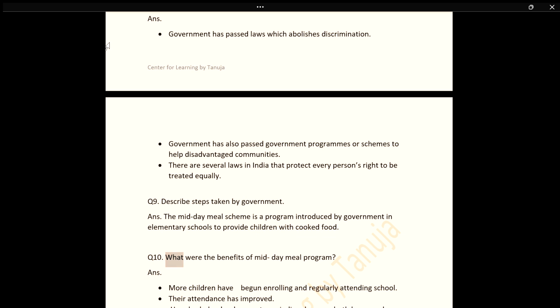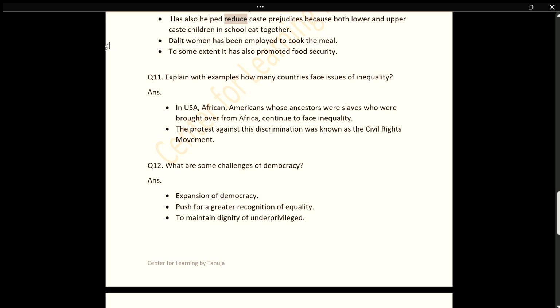Q10. What were the benefits of the midday meal program? Ans. More children have begun enrolling and regularly attending school. Their attendance has improved. It has also helped reduce caste prejudices because both lower and upper caste children in school eat together. Dalit women have been employed to cook the meal. To some extent it has also promoted food security.